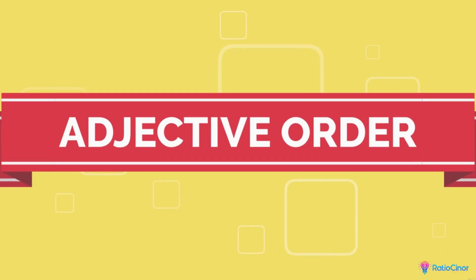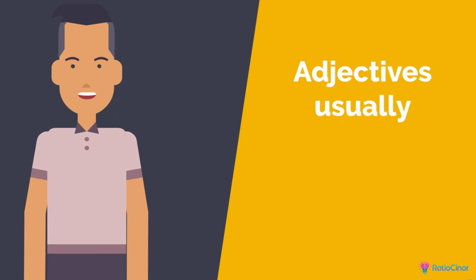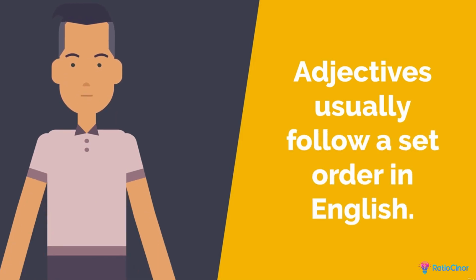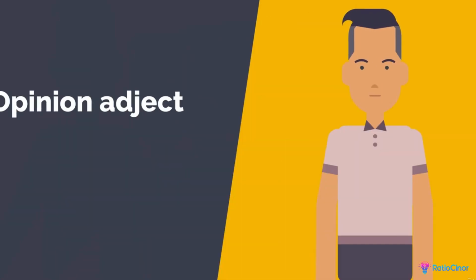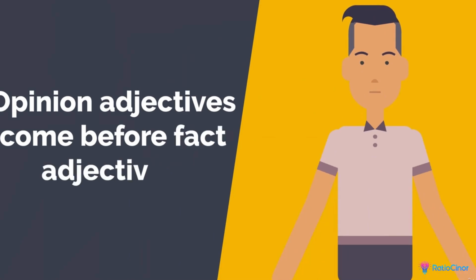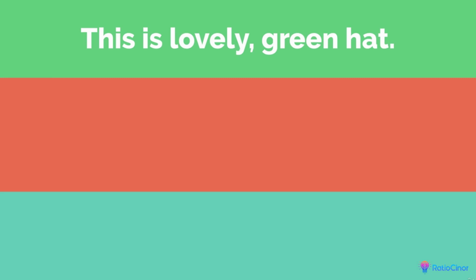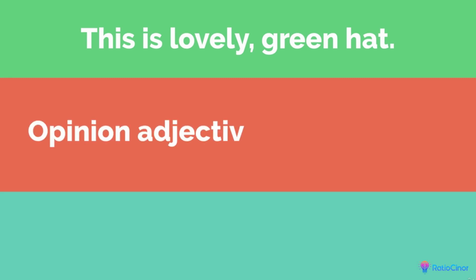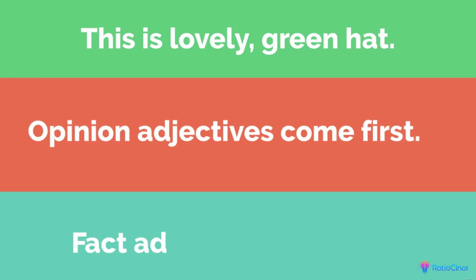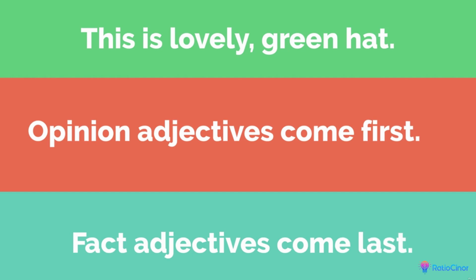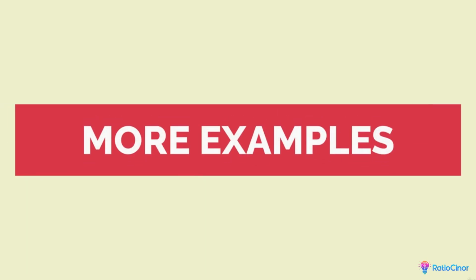Adjective order. Adjectives usually follow a set order in English. Opinion adjectives come before fact adjectives. This is a lovely green hat. Opinion adjectives come first. Fact adjectives come last. More examples. It's a lovely big house.